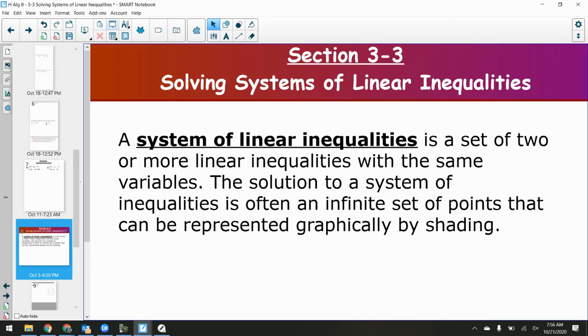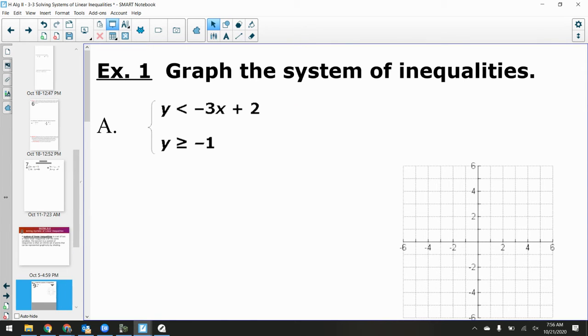Now, what we're looking at is, if I put two on the same graph, a point has got to be a solution to both of the inequalities. Not just one, but both of them, which means it should be in what's called the overlapping shaded region. Okay, take a look here. Graph the system of inequalities. y is less than negative 3x plus 2. y is greater than or equal to negative 1.